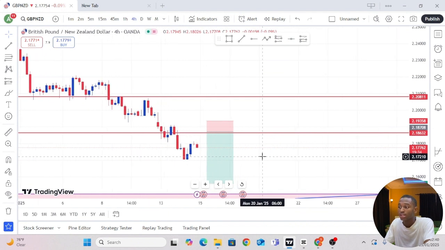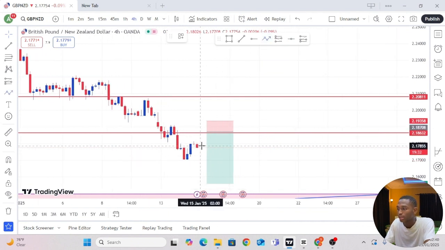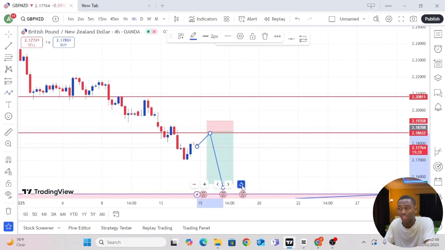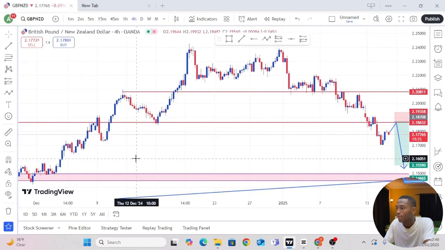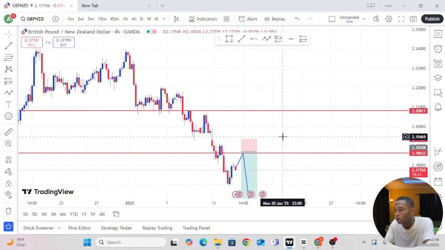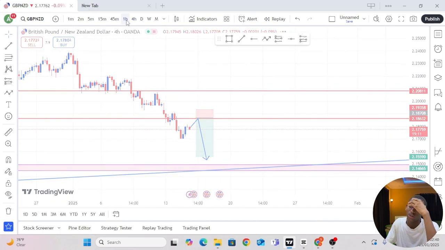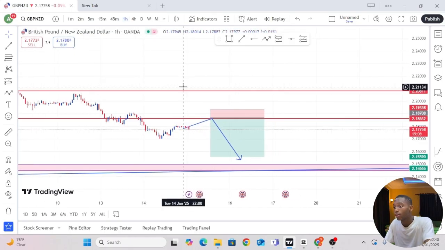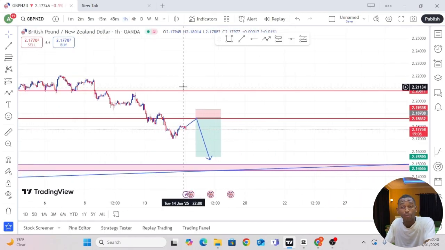So we can see, look, this is simply what I'm expecting. I'm just expecting the market to come into this zone, then I take it to the downside. Simple. That's just what I'm expecting. And if it happens pretty well, fine and good, to God be the glory.